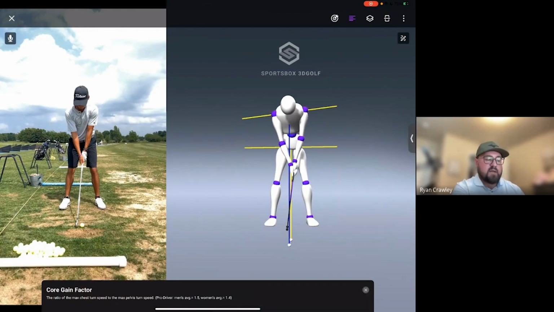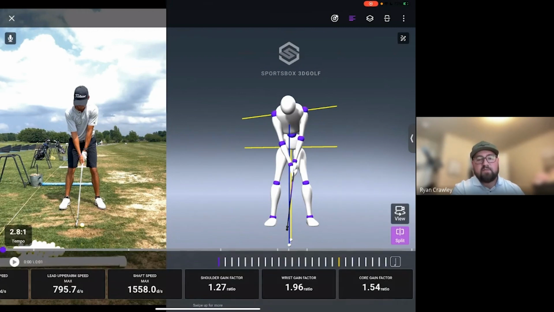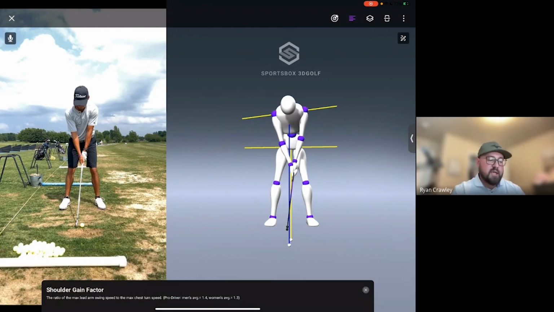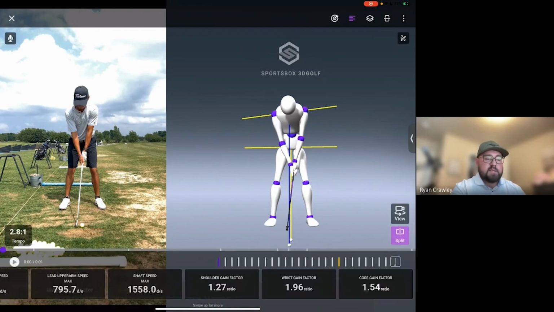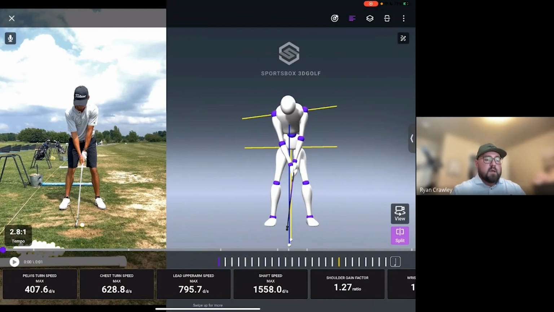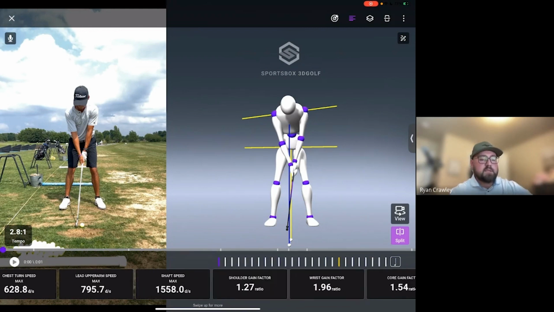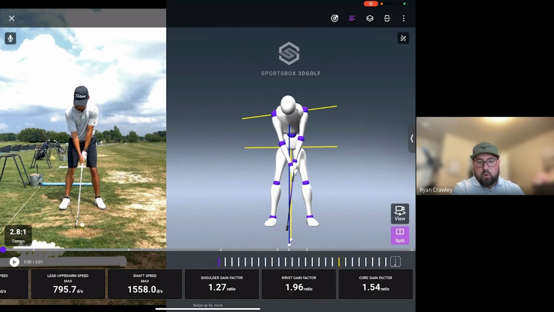If we look at core gain factor, that magic number is 1.5. For shoulder gain factor, the magic number we're looking for is 1.4. And then wrist gain is 2.3. We can see Declan's at 1.96. How we get the math of this is if I took chest turn speed max and divided it by pelvis turn speed max, that's the core gain factor, 1.54. What that's telling us is Declan does a good job of taking the speed from his pelvis and moving it to his chest. There's not really any issues there that's making him lose out on some of that club head speed.